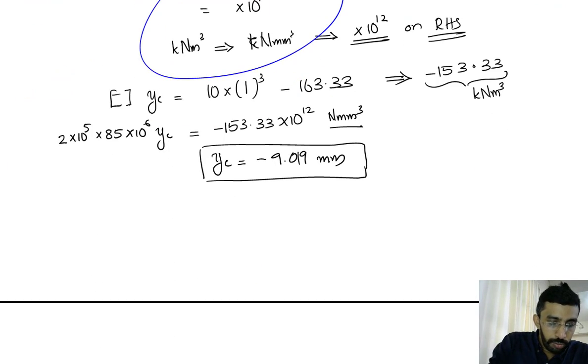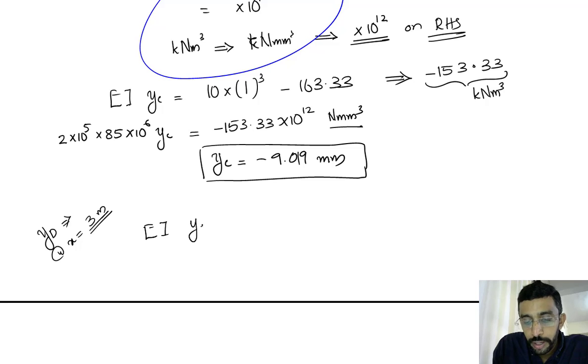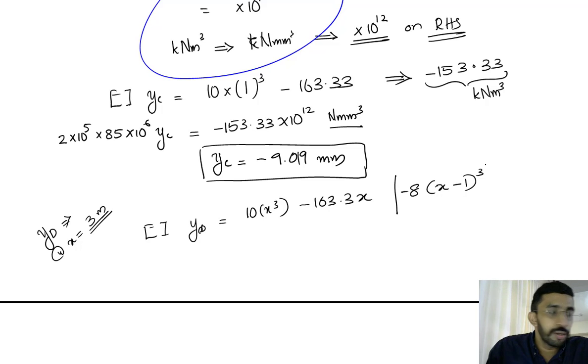Now, if you want to find the value of deflection at D, that means at x equal to 3 meters, you have to take the first two terms, because it is going to include sections AC and CD. So you have to consider the first two blocks, where EI into YD is equal to 10 into x cube minus 163.3 into x. The next term is minus 8 into (x minus 1) the whole cube. This is how it is going to look.